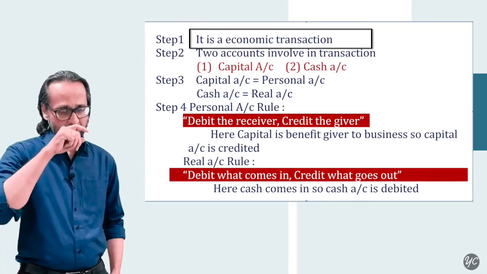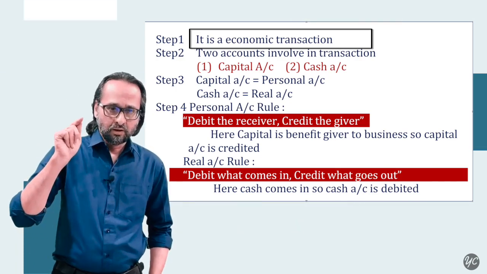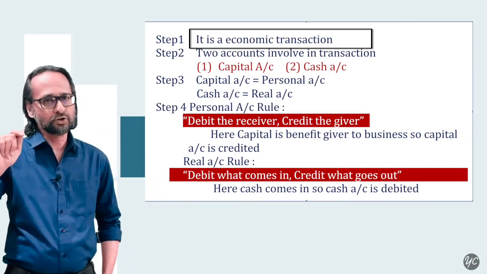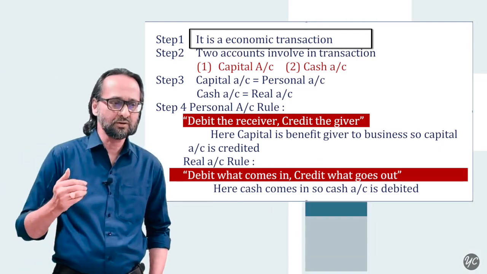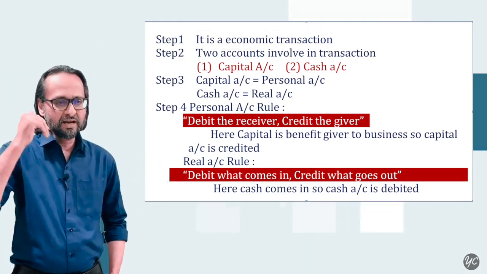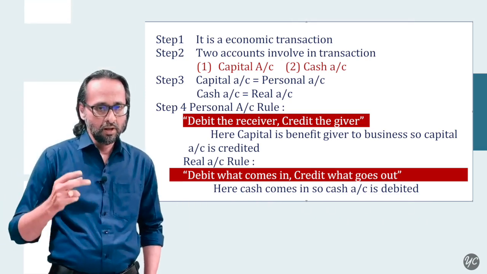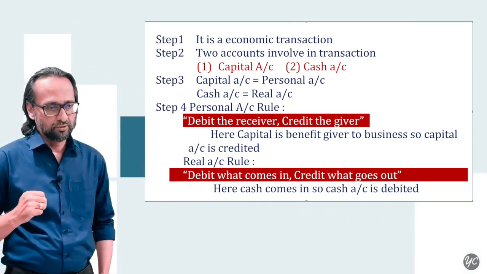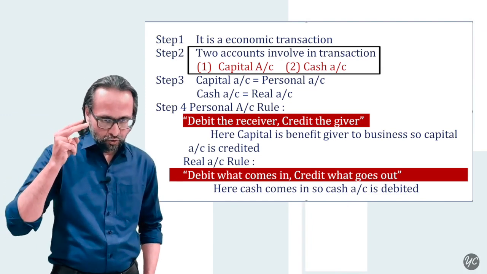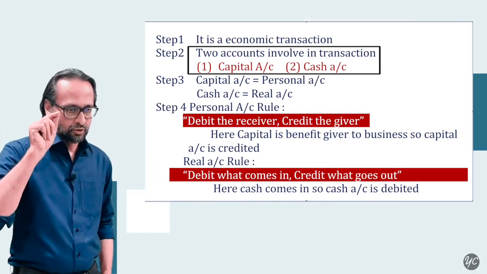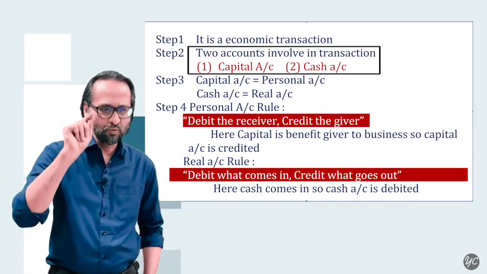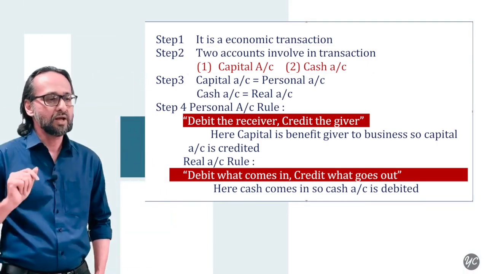As per our step number 1, we have to decide whether it is an economic transaction or a non-economic transaction. Simply one can say it is an economic transaction because Mr. Amitabh is bringing cash into the business. Step number 2: which are the two accounts involved in the transaction? One is the capital account and the other is the cash account.